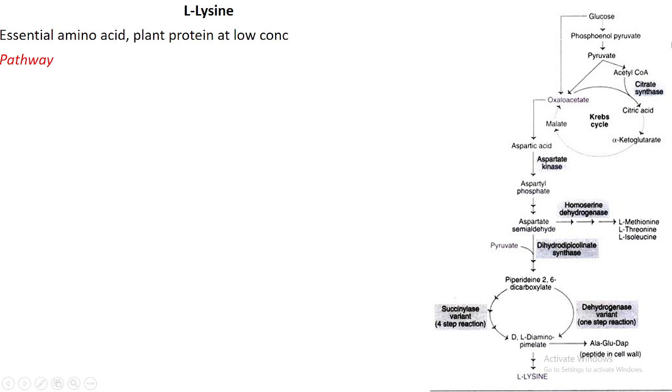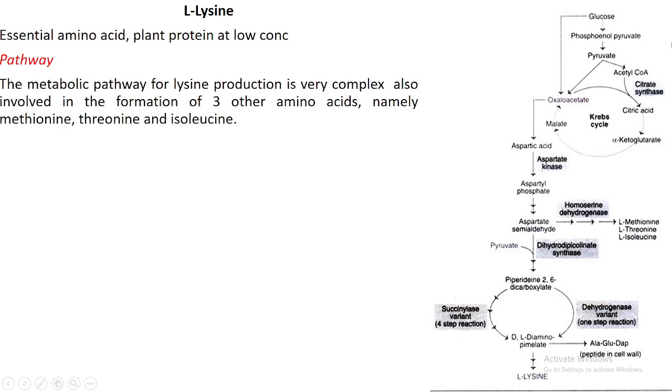We can see that the lysine biosynthesis pathway is a very complex pathway and it is starting from glucose. The glucose is going through glycolysis, forming phosphoenol pyruvate, which is converted into pyruvate, and then this pyruvate is entering the citric acid cycle or the Krebs cycle, and it is being converted into oxaloacetate. Okay, so whatever oxaloacetate is formed, it is going into the pathway for the amino acid biosynthesis.